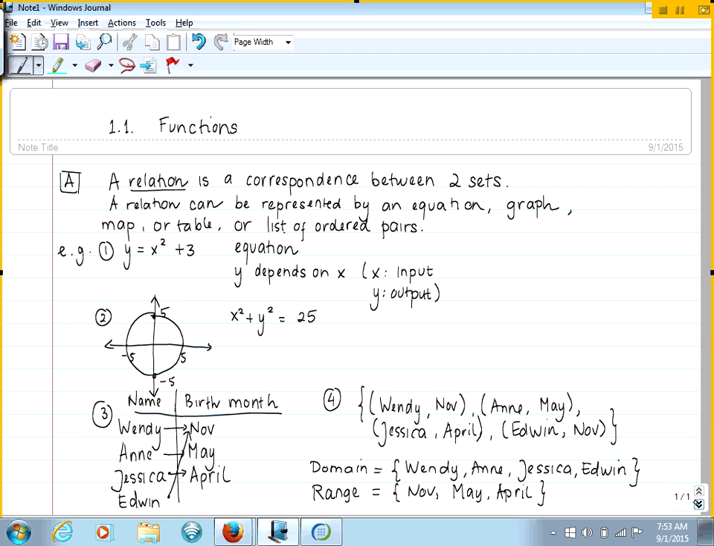But we will have fun a little bit before we define function. So B. Are you guys done?